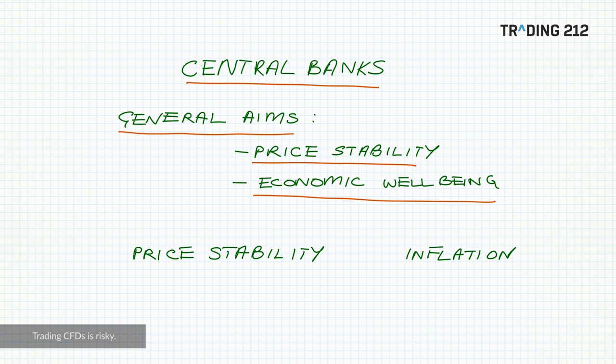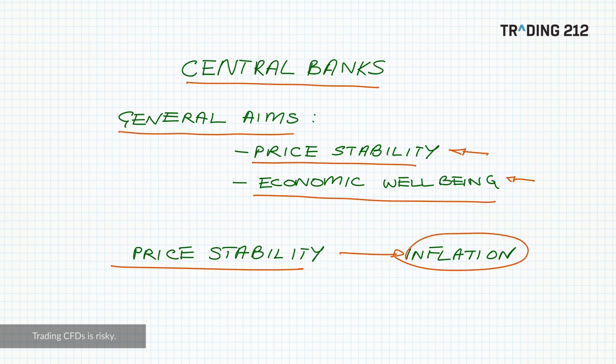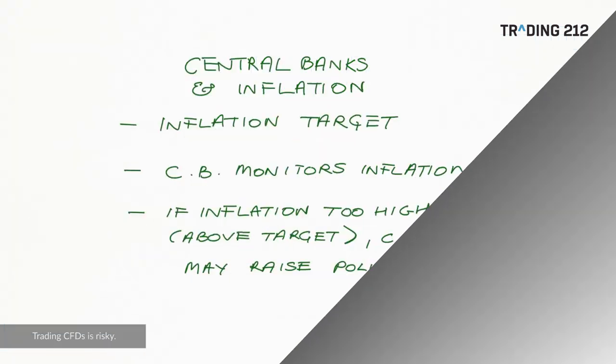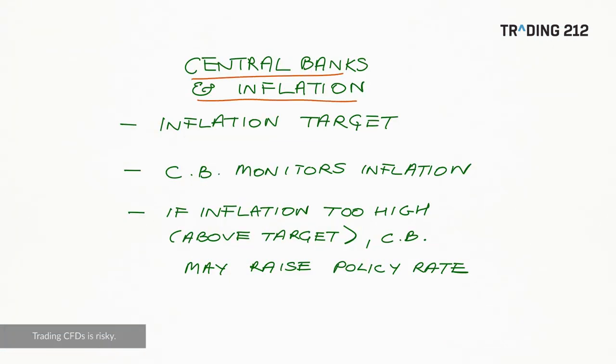Now, some of the central banks will focus more on price stability or entirely on price stability, and some others will look at economic well-being in terms of things like fostering maximum employment. And when we say price stability, basically what that means is trying to keep inflation at a steady rate that isn't too high and isn't too low. So central banks and inflation are two things that are of real interest to Forex traders. Central banks will tend to have an inflation target, and for a lot of the central banks we're going to look at in this video, this is around about 2% generally. We'll see how there may be some small variations when we get onto looking at individual central banks.